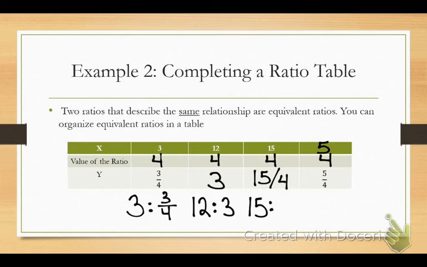15 to 15/4. And 5 to 5/4. All of these ratios are equivalent ratios, and their values are all 4. Okay? All right, any questions? We're going to do one more just to kind of bring it home. Okay? All right, one more.